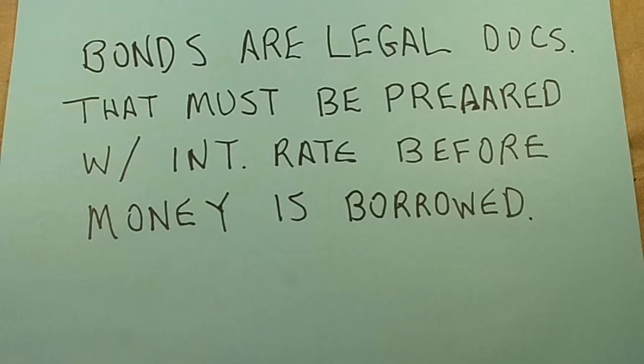I want to stress that bonds are legal documents. It's important for understanding why there's a difference between market and contract interest rates. These must be prepared and they must have an interest rate stamped on them when attorneys are reviewing them before the money is borrowed. That's key because we're going to put the wrong interest rate on. But it's something we have to do, so we put it on there and we do other things to determine differences between the contract rate and the market rate.